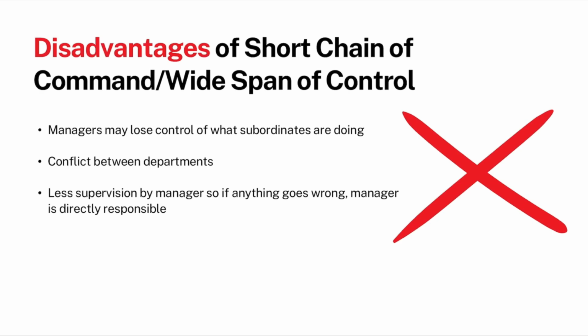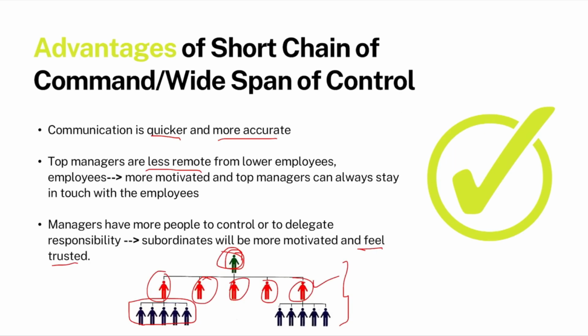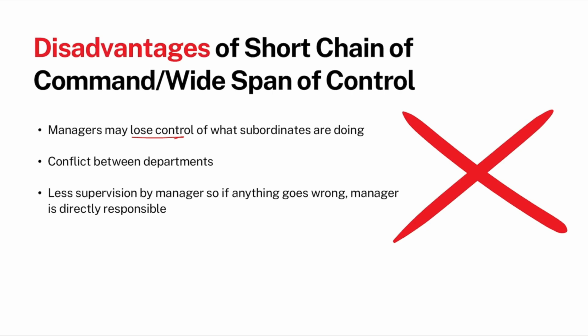Now, what is the disadvantage of a short chain of command or a wide span of control? Firstly, the managers may lose control of what the subordinates are doing because there are so many subordinates. There are 5 subordinates under just one person. So sometimes the owner can lose control of what all 5 of these people are doing. And if something goes wrong, then the whole company's reputation will be affected.